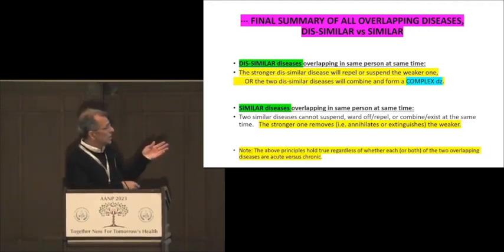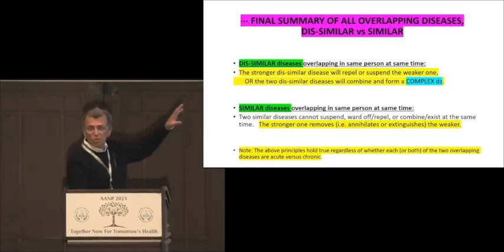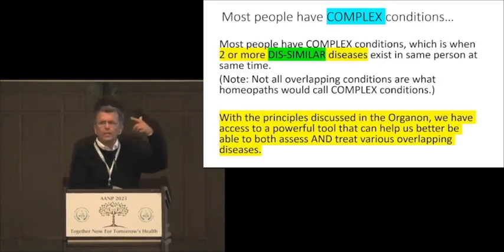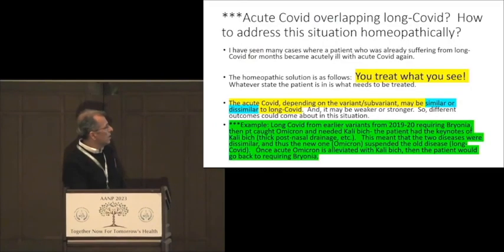So dissimilar diseases overlapping in the same person at the same time, again, they could either repel each other, suspend each other, or they could join each other and form a complex disease. And if you have similar diseases overlapping in the same person at the same time, the stronger one can remove the other. I think that's a good summary of the whole talk. And here are some things I found on the internet when I was doing research on overlapping diseases. I thought you might find that interesting.